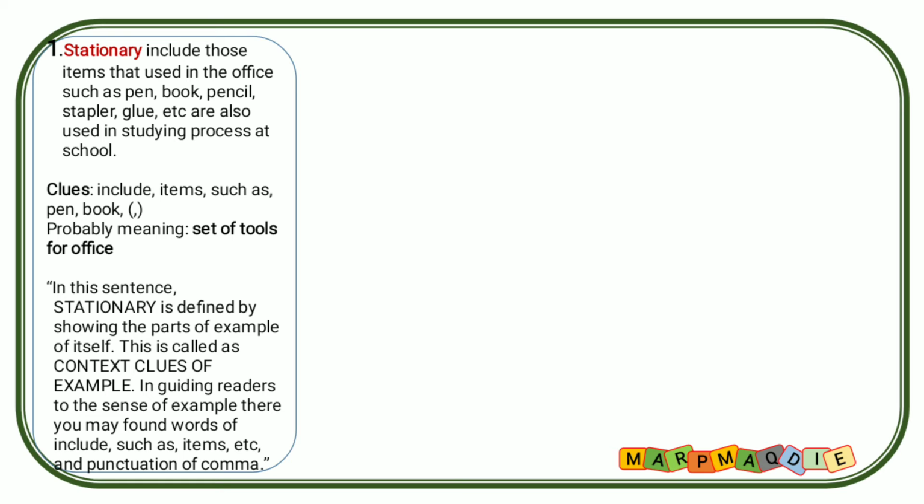If we want to realize how we can define stationery as a set of tools for office, it is because in that sentence stationery is defined by showing examples of the stationery itself. So in other words, we can say that sentence 1 gives you clues from the context in the form of examples, by giving you examples. Okay, so the first is context clues of examples.